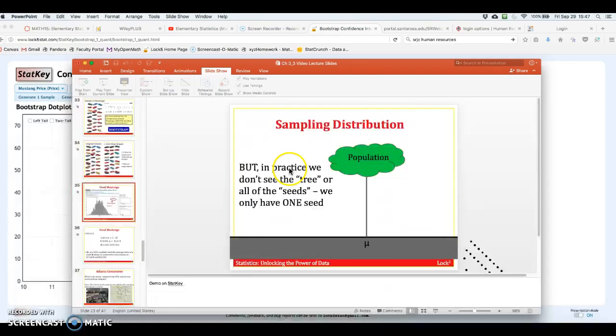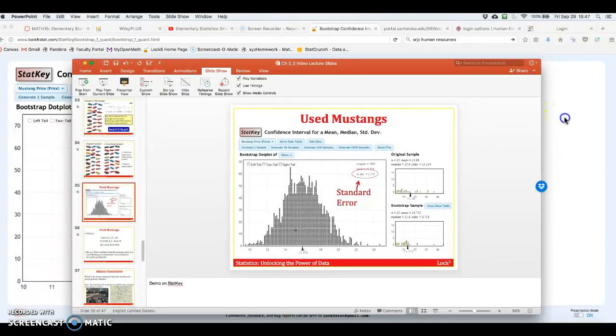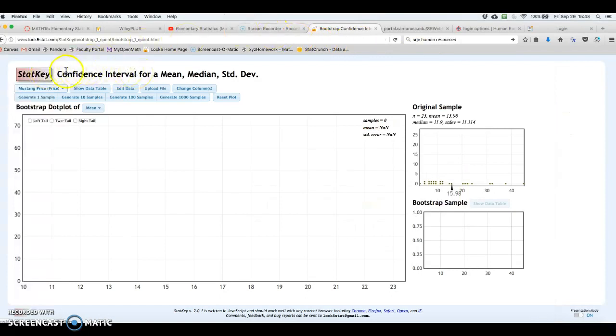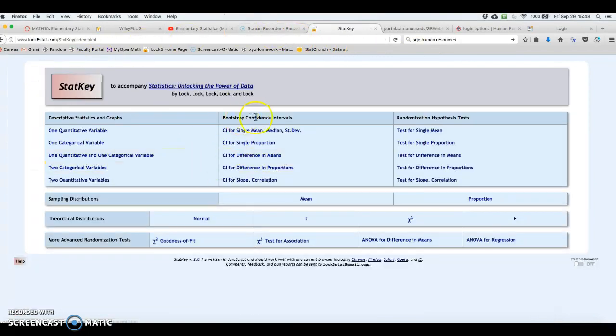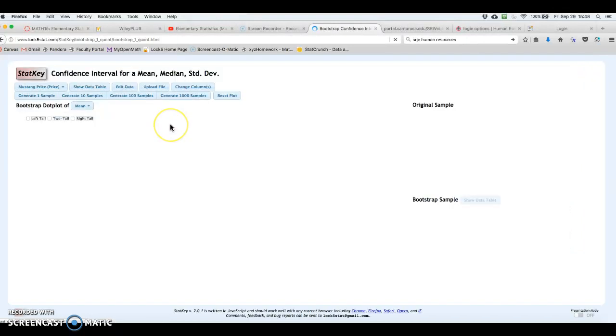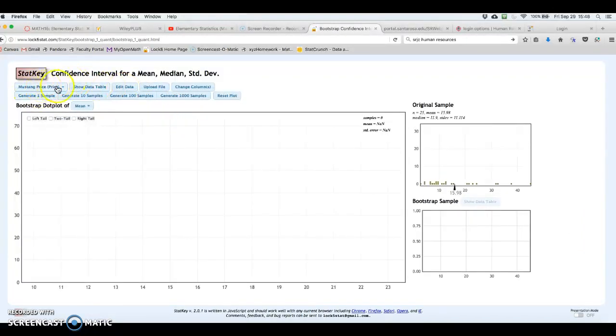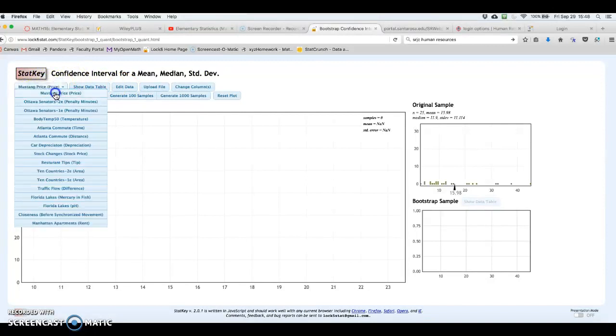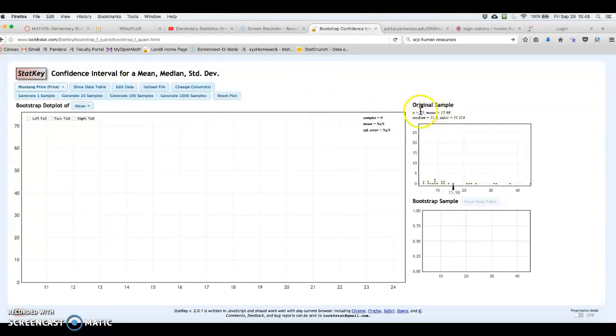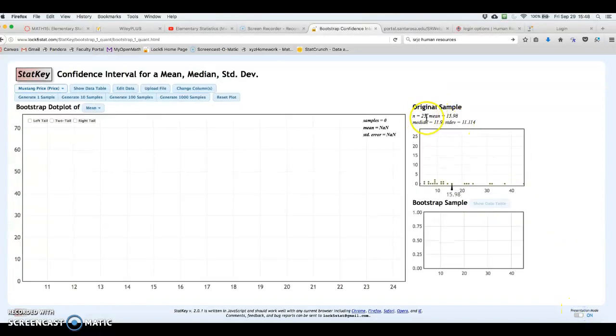So what I'm going to do before we go on with the slides is go over to StatKey, and we're looking at confidence intervals for single mean, median, or standard deviation. And we actually have the Mustang price already entered in, prepackaged data. So I have the same data I showed you on the slide. N equals 25, mean is 15.98, standard deviation is 11.114.